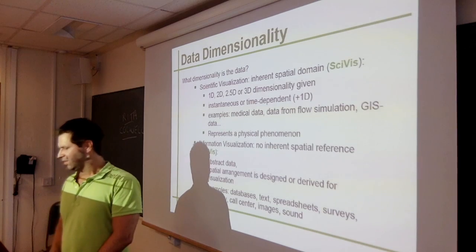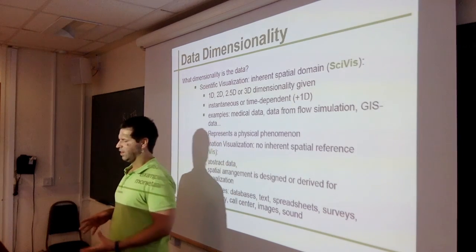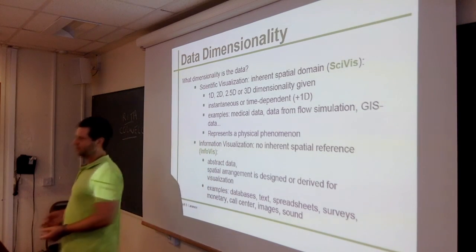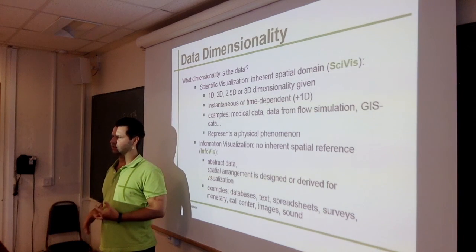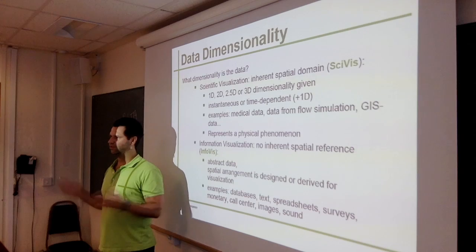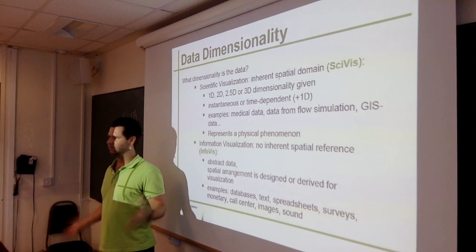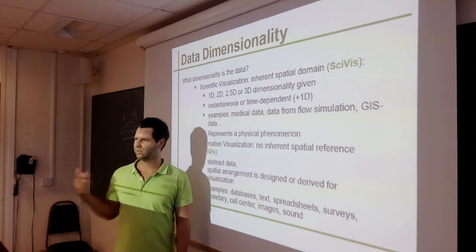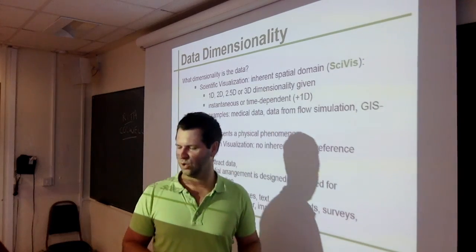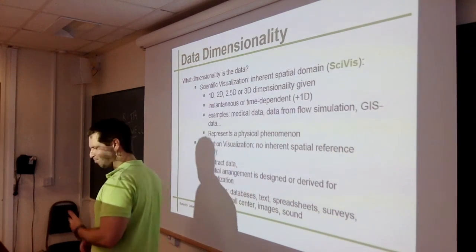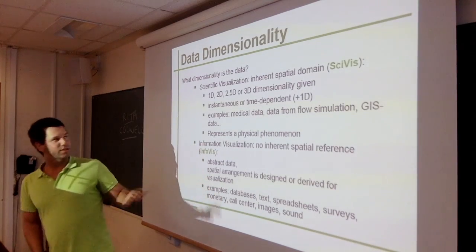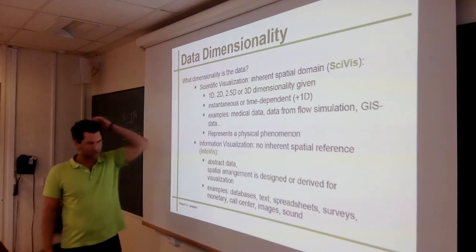And scientific, this type of data usually represents a physical phenomenon. That means a phenomenon you can find in nature. Like if you were trying to visualize a tree, or a person, or a river, or anything you can find in nature. So those are the dimensionalities for scientific visualization.